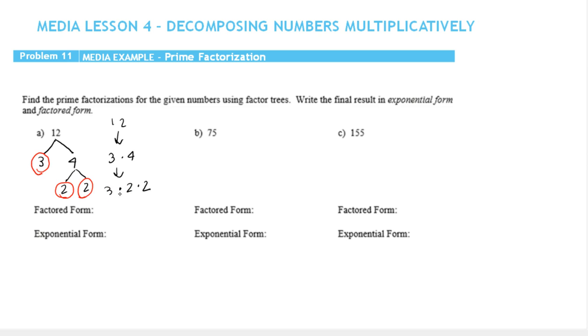Typically, we write the factors in increasing order, so I'm going to write the 2's first. They're equivalent, remember, because of the commutative property. I'm going to write 2 times 2 times 3. And remember our exponential form: this is 2 factors of 2, so we'd write that as 2 squared times 3. So there are our two forms. Let's look at the next one.